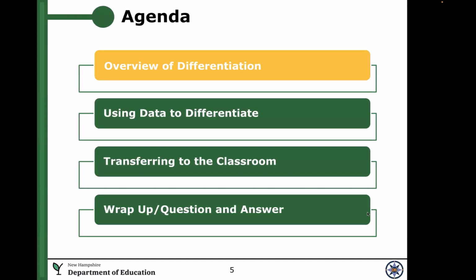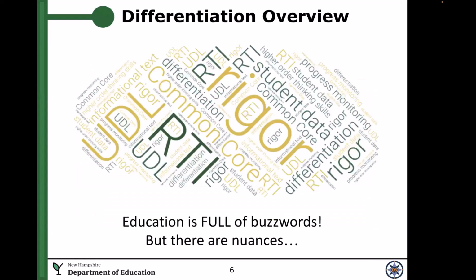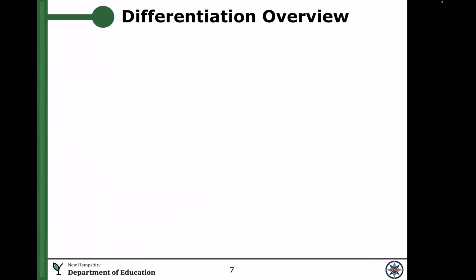So first and foremost, let's just make sure that we all have the same understanding of what we're talking about when we say differentiation. There are a lot of words out there that are sort of forming our thoughts on this particular topic. But there's a lot of nuances in all of these particular areas, whether we're talking about rigor, RTI, or UDL, or higher order thinking skills, and just the word differentiation. I just wanted to be clear about it today so you could know where we were coming from for this.